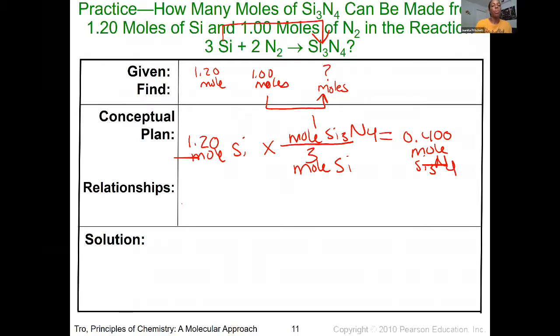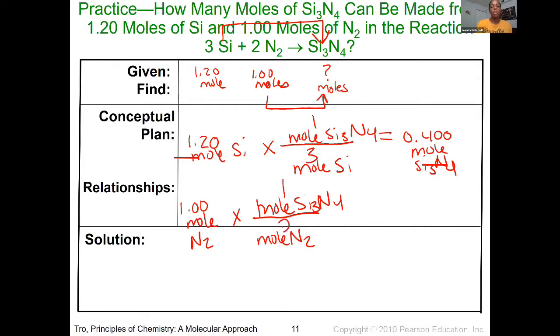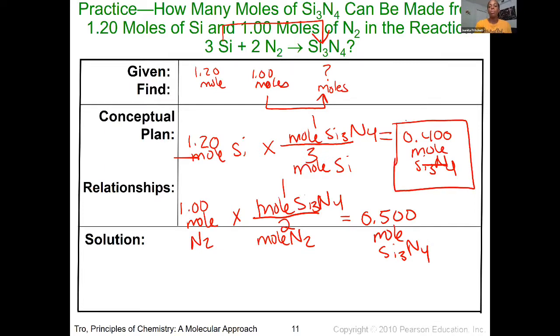So we take 1.0 moles of N2, and now we're going to solve for the exact same thing. On the bottom, we put moles of N2. On the top would be moles of Si3N4, and we fill in 1 and 2, those numbers coming from the coefficients. Then we plug it into our calculators and we get 0.500 moles of Si3N4. Based off of this, we would then say that this lower amount represents the theoretical yield.